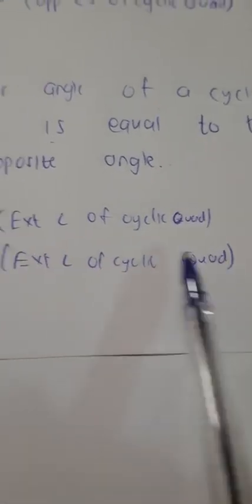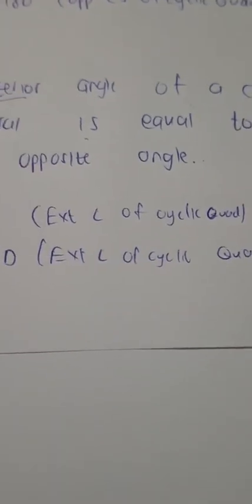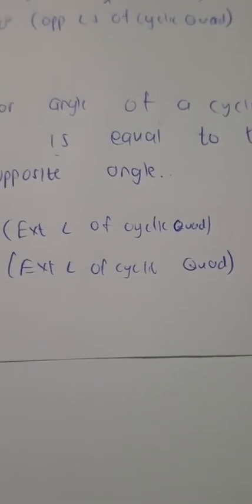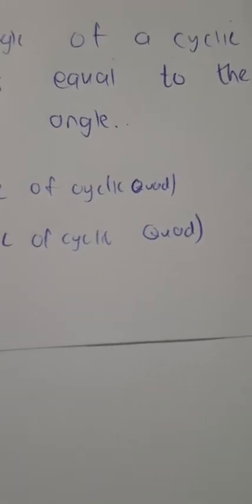Okay. Then what is our acceptable reason that we use whenever we are using exterior angle of cyclic quad? The acceptable reason is simply we write ext angle of cyclic quad. Okay, exterior angle of cyclic quad. Yeah, that's how we do, guys. That's how we roll.